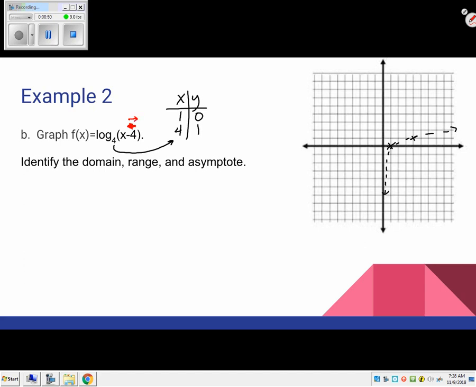It's inside the function, so it has to move left or right because it's inside the log, inside parentheses. So if I move both of these black x's to the right 4 units, 1, 2, 3, 4, and right here, 1, 2, 3, 4. And the reason I haven't drawn my asymptote yet is because I want to move it as well. So it's going to move to the right 4 as well.